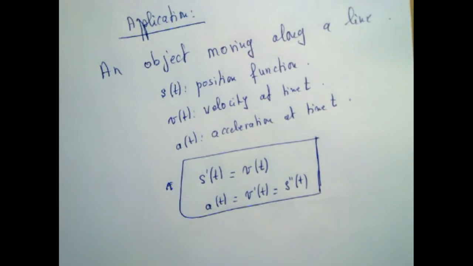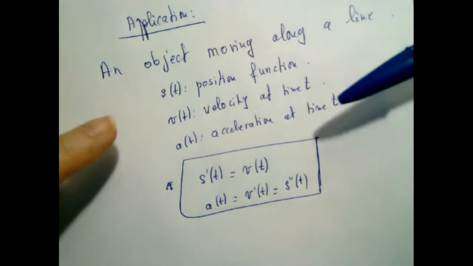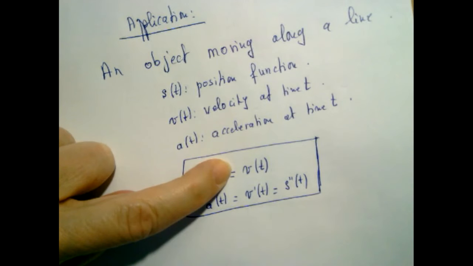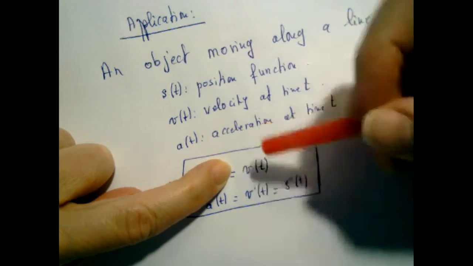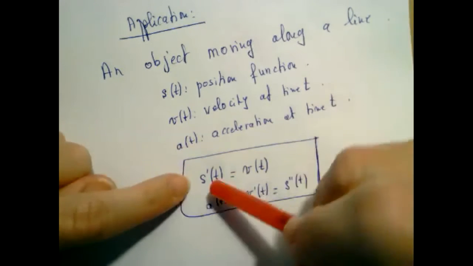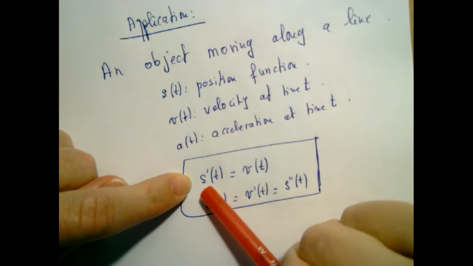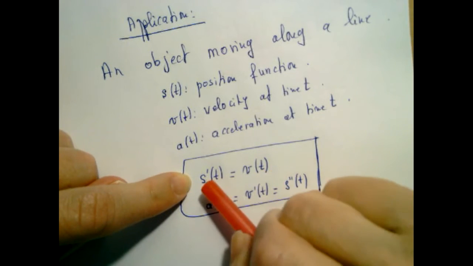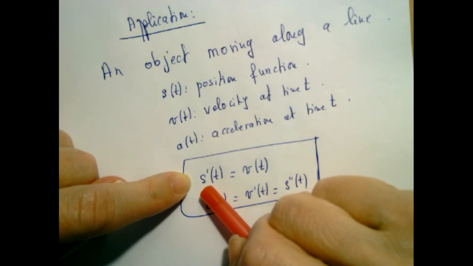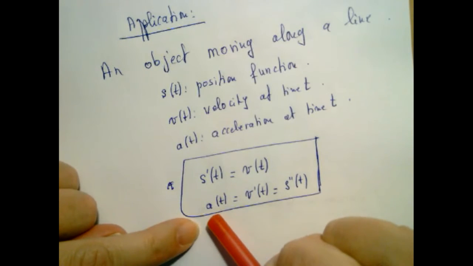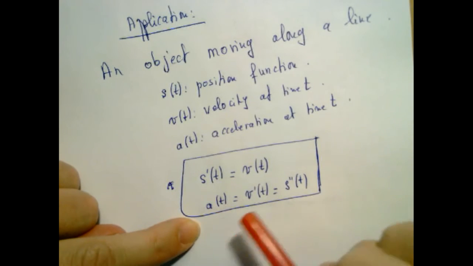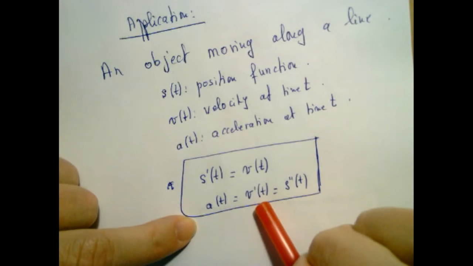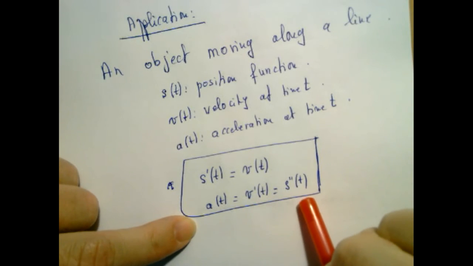Okay, so these are the relationships. So where is our application to that? Suppose I give you the velocity. I have an object and I give you a velocity. Can we find the position? So now we're moving backward. If I know how fast the object is, I know the position of the object. If I know the acceleration, I know the velocity. If I know the velocity, I know the position function.